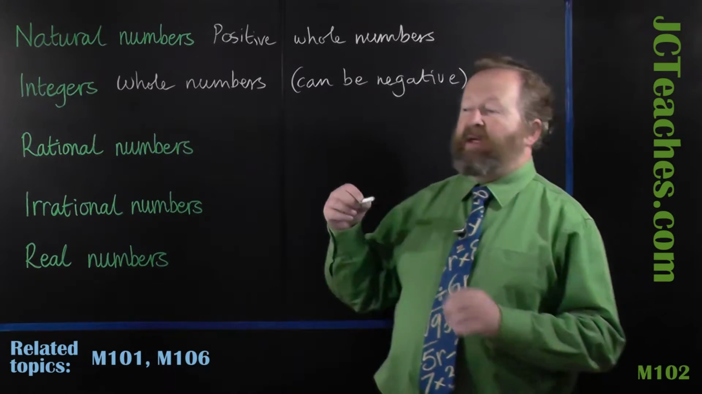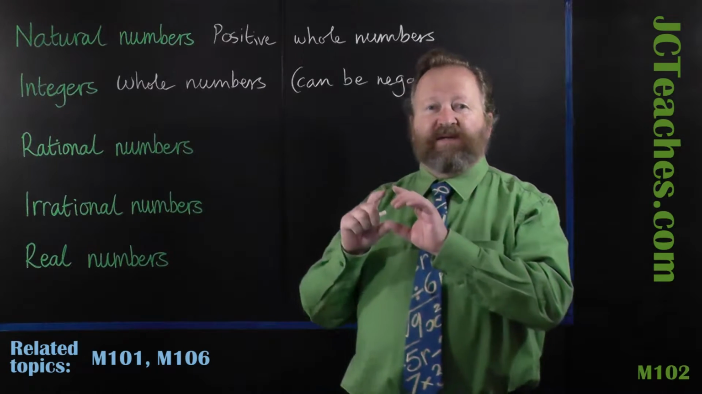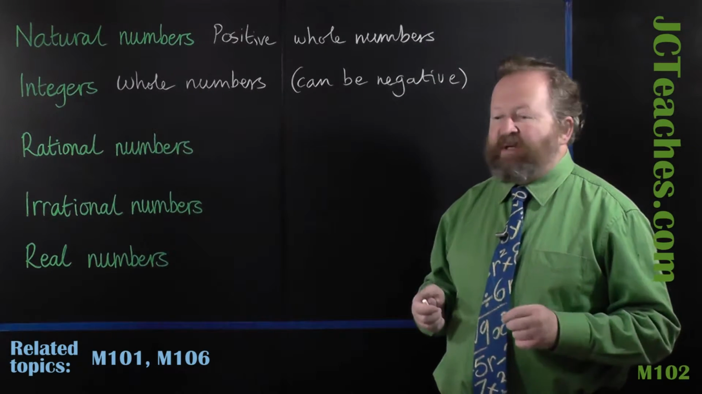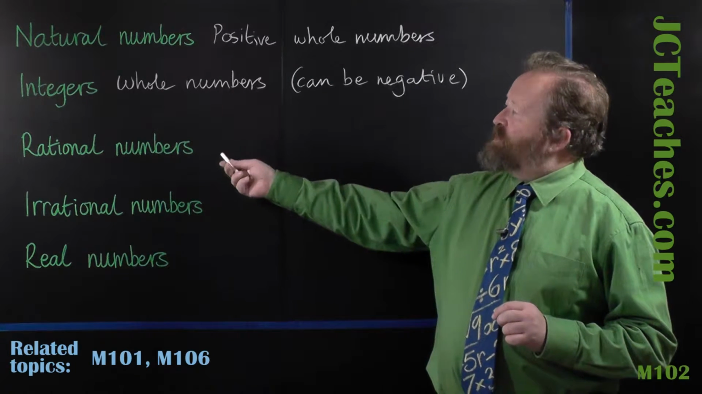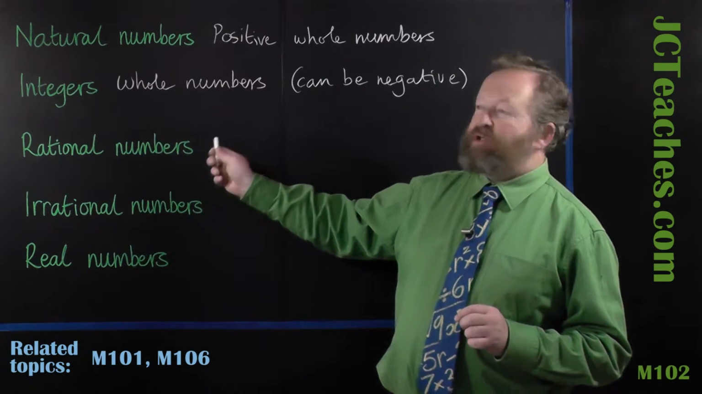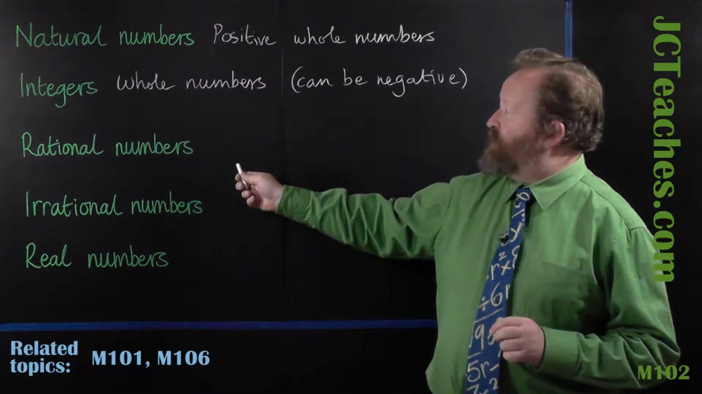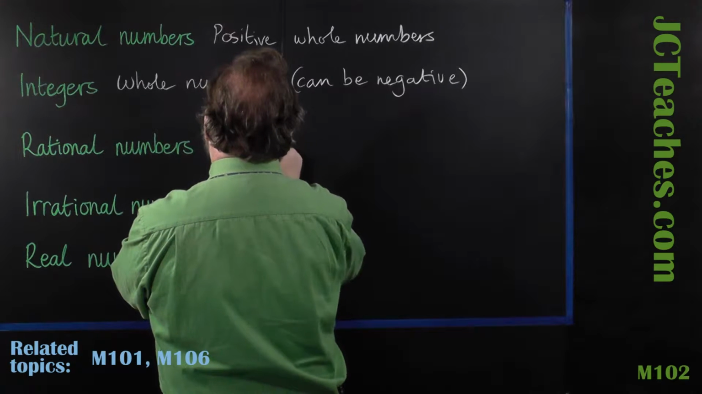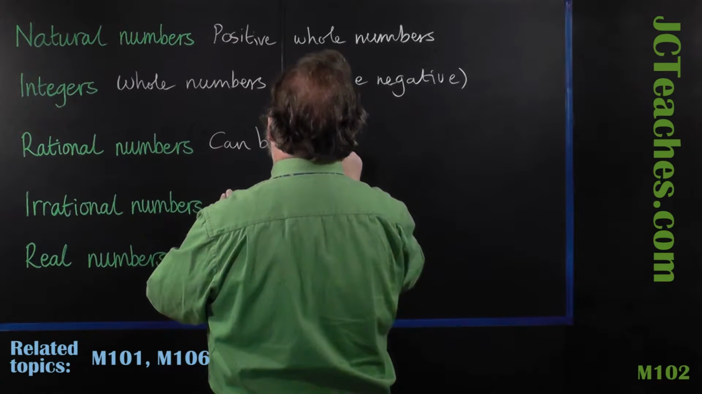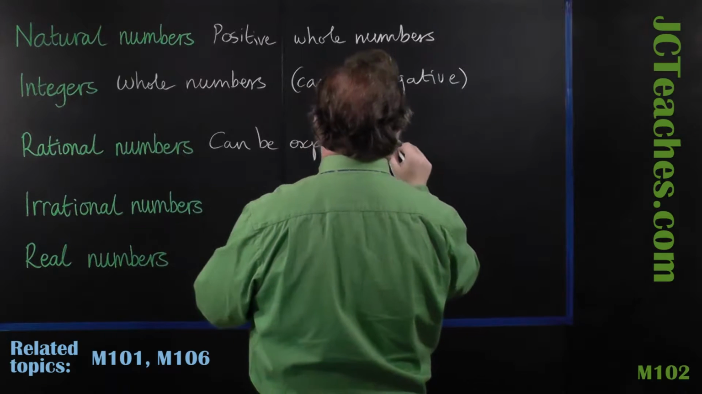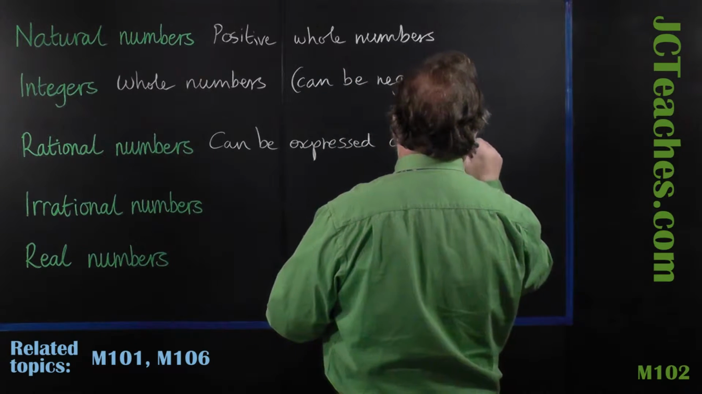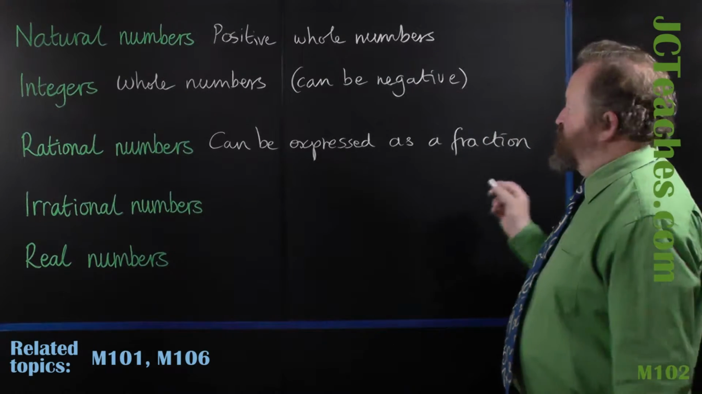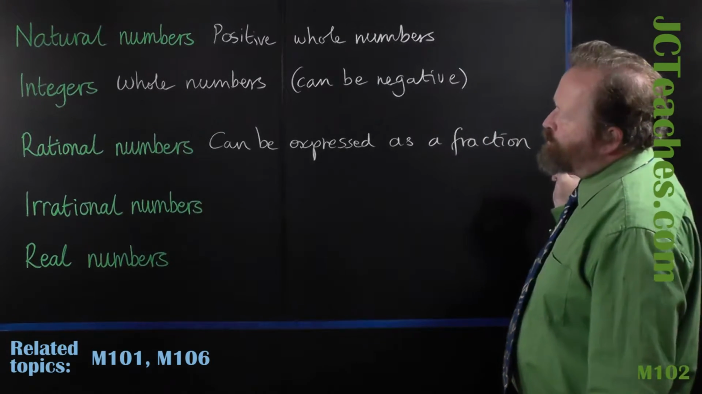This is a fraction with a whole number, an integer, as the numerator and underneath as the denominator. Sounds a bit complicated, but it's really quite simple. So this is basically any number which you can express as a fraction. Okay, so I'll put can be expressed as a fraction. I'll go over a few examples of these in a minute or two.